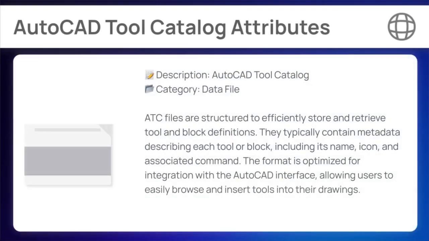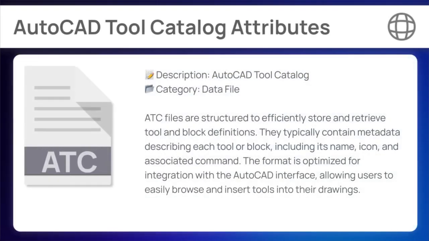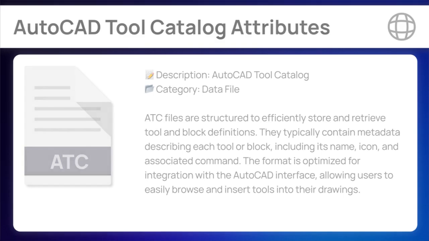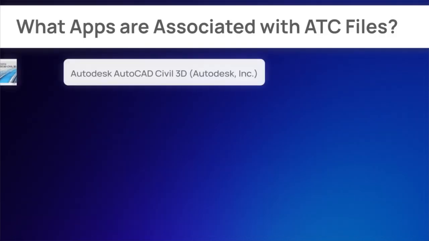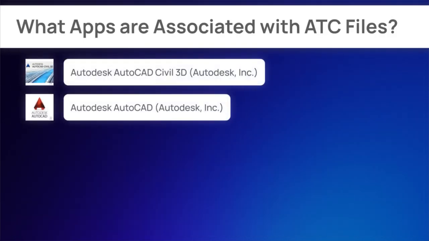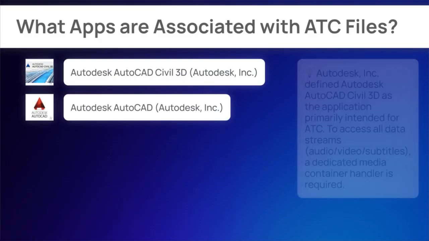ATC files are structured to efficiently store and retrieve tool and block definitions. They typically contain metadata describing each tool or block, including its name, icon, and associated command. The format is optimized for integration with the AutoCAD interface, allowing users to easily browse and insert tools into their drawings. The developer of Autodesk AutoCAD Civil 3D, Autodesk Inc., created the original specifications for ATC.